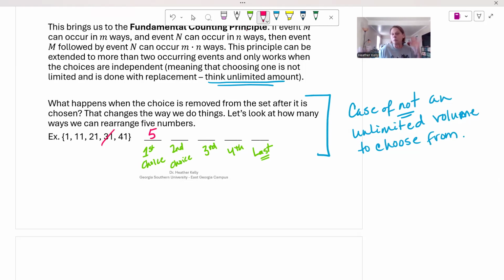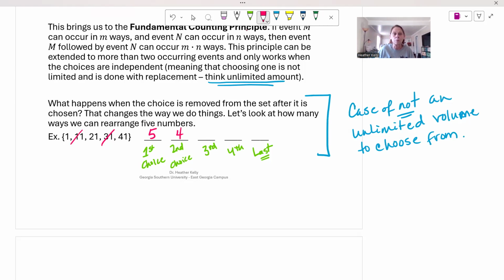And I'm just going to mark one randomly off. It doesn't matter, I'm just doing it for visuals. For the second choice, how many numbers are left? There's not five numbers left anymore. There would be five numbers if it was an unlimited list, right? But this isn't an unlimited list. This is a finite list of five numbers that we have to choose from, not an unlimited volume of calzones. Okay, so there's only four choices for the second number.